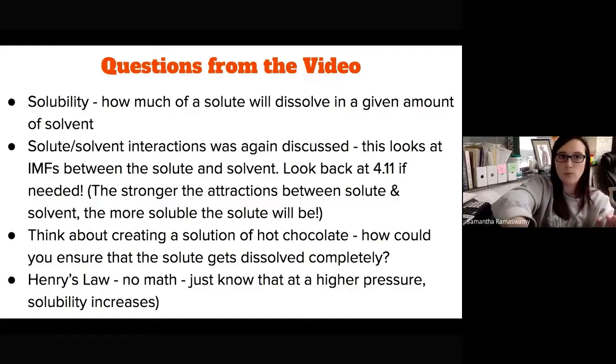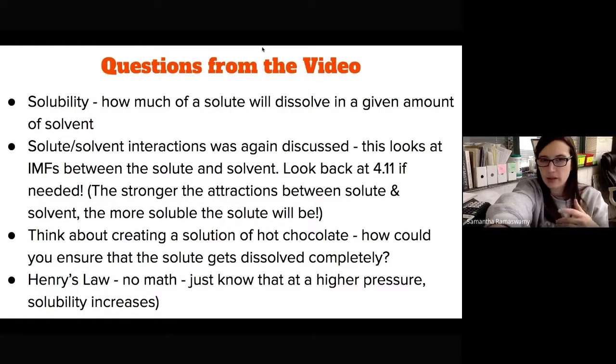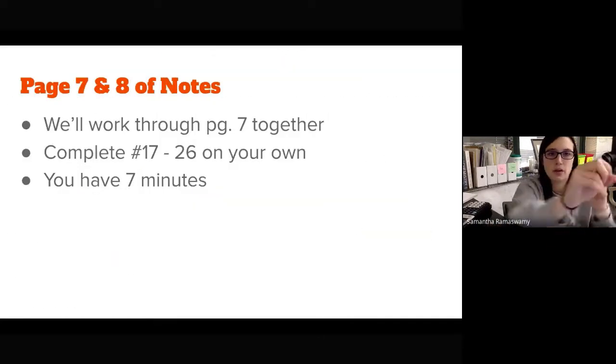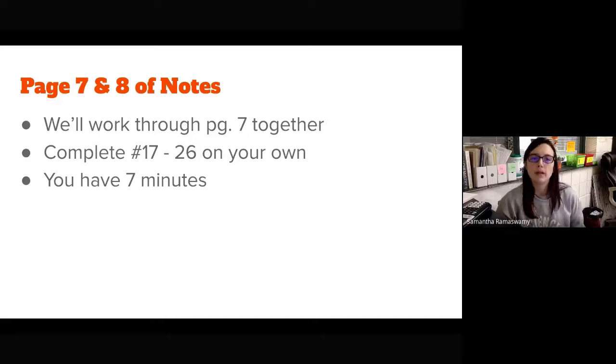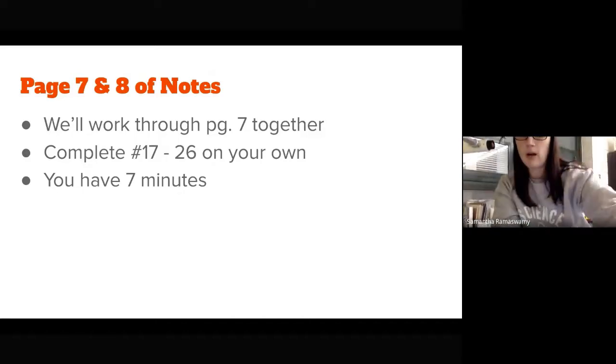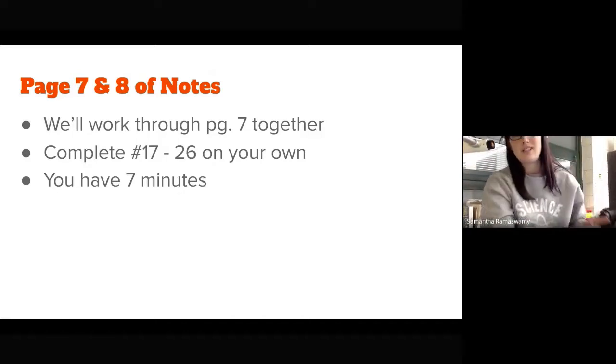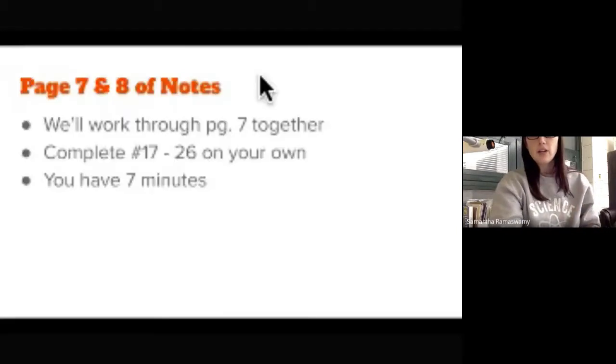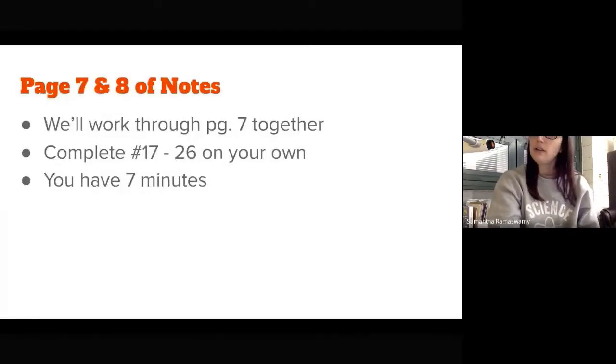So hopefully that helps to answer some of the questions that you had. There were some other questions, like about Mastering specifically, and during work time, I can help to answer some of those more specific questions. So what we're going to do is go through pages 7 and 8 of the notes. We're going to go through page 7 together, I'm going to get the document camera up, and then you'll do part of it on your own.